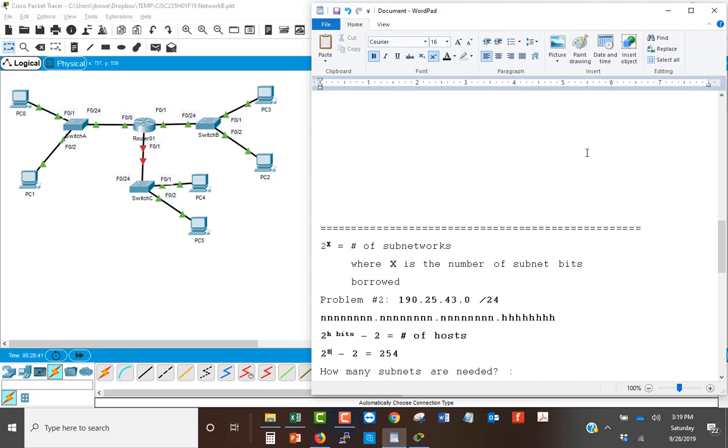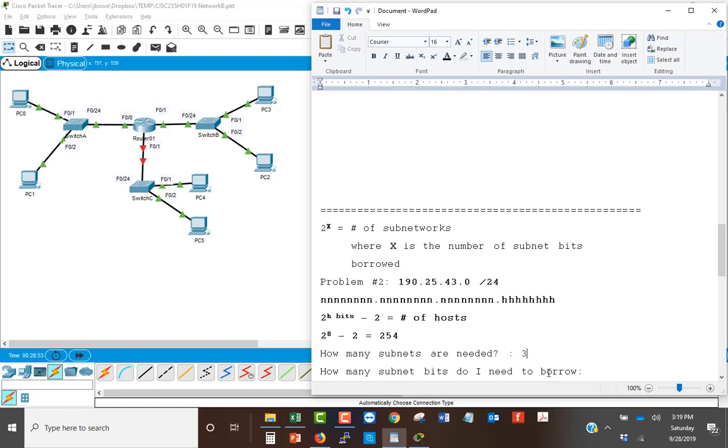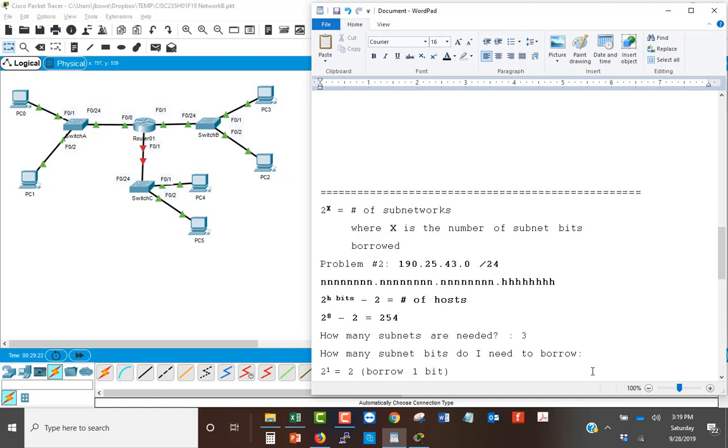So how many subnetworks are needed? Well, based on our diagram on the left, I need 3 subnetworks. So we'll put that in. I'm going to need 3 subnetworks. How many bits do I need to borrow? Well, going back up to our formula up here, 2 to the 1 only gives me 2 subnetworks. 2 to the 2 gives me 4 subnetworks. And that is enough to handle the 3 that I need with an additional 1. Okay, so again, the number of subnet bits that we are going to borrow is going to be 2.